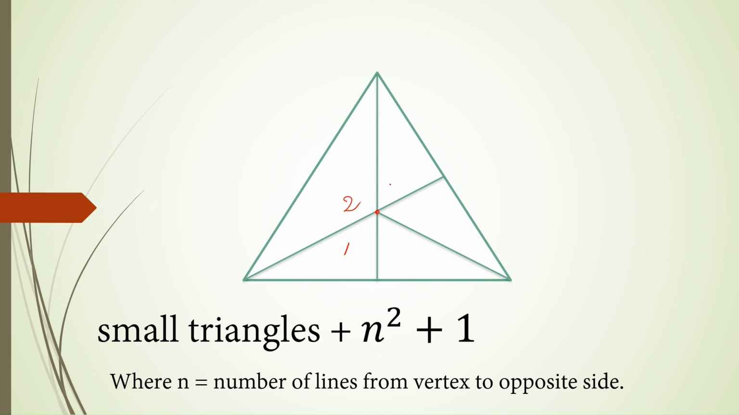Count the smaller triangles here. We have 5 triangles. So 5 plus lines from vertex to the opposite side, only 2 lines. This line and this line were complete and this particular third line is not complete. So we'll consider 2 square plus 1. That is 5 plus 4 plus 1, which is equal to 10.